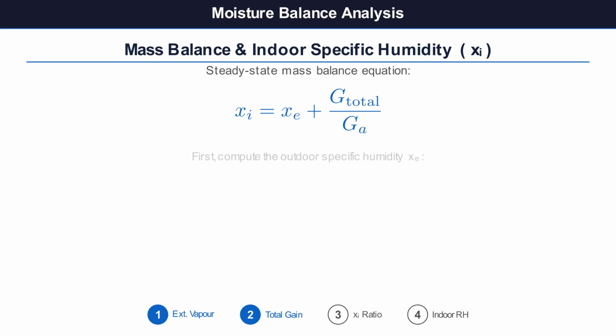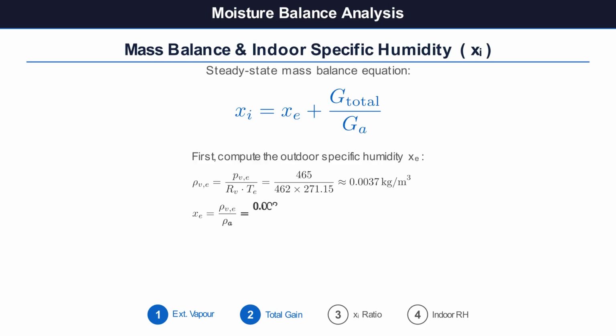We first calculate the outdoor specific humidity Xe. Using the ideal gas law for water vapor, the outdoor vapor density ρV equals PVE divided by RV times Te. That is 465, divided by 462 times 271.15, which gives approximately 0.0037 kilograms per cubic meter. The outdoor specific humidity Xe is the ratio of vapor density to total air density. Dividing 0.0037 by 1.2 gives Xe equal to 0.0031 kilograms of moisture per kilogram of dry air.